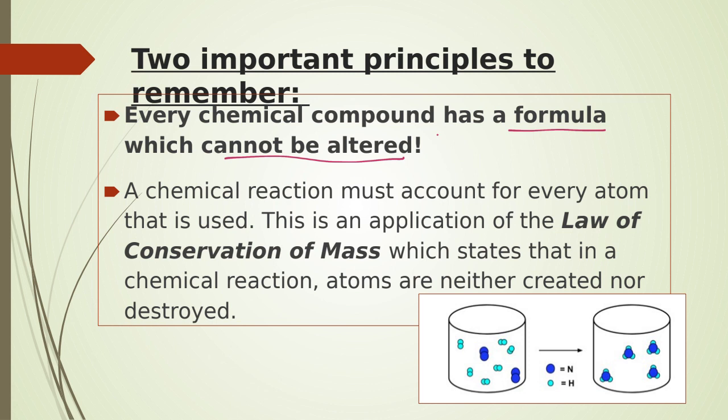A chemical reaction must also account for every atom that is used. And this is the application of the law of conservation of mass. So we have to have balanced reactions each and every time we are dealing with them in chemistry. And in our next unit, you will see how important that becomes when we start to apply mathematical principles to our reactions.